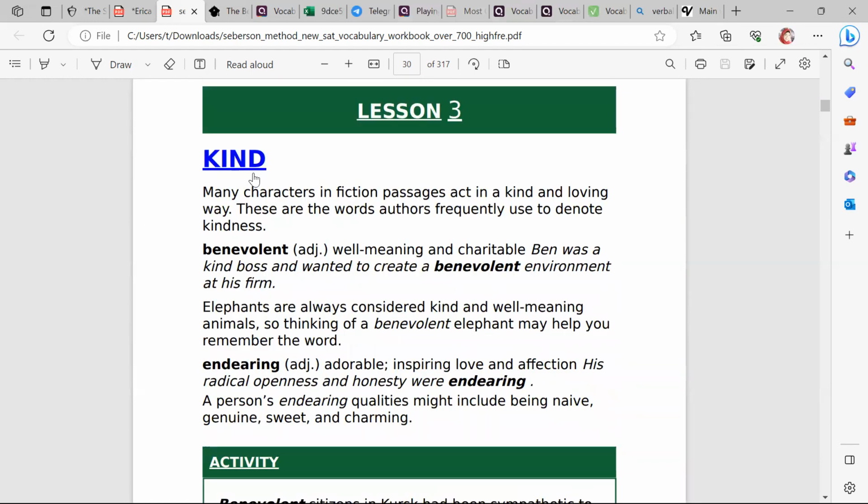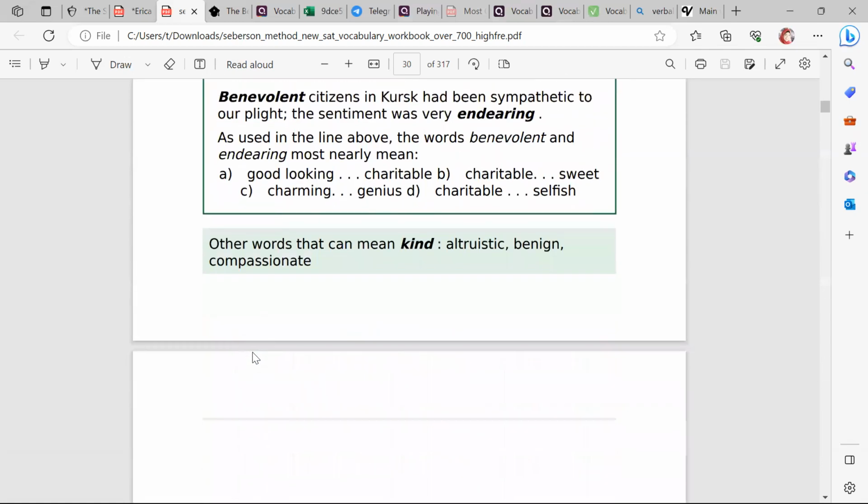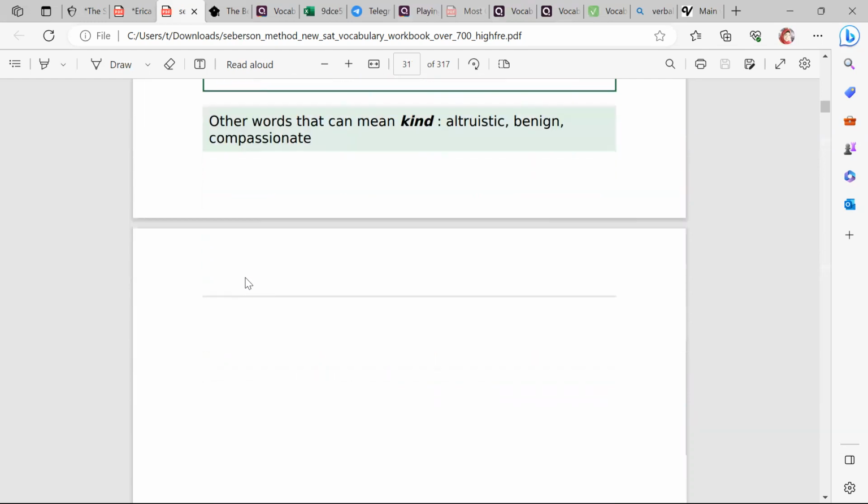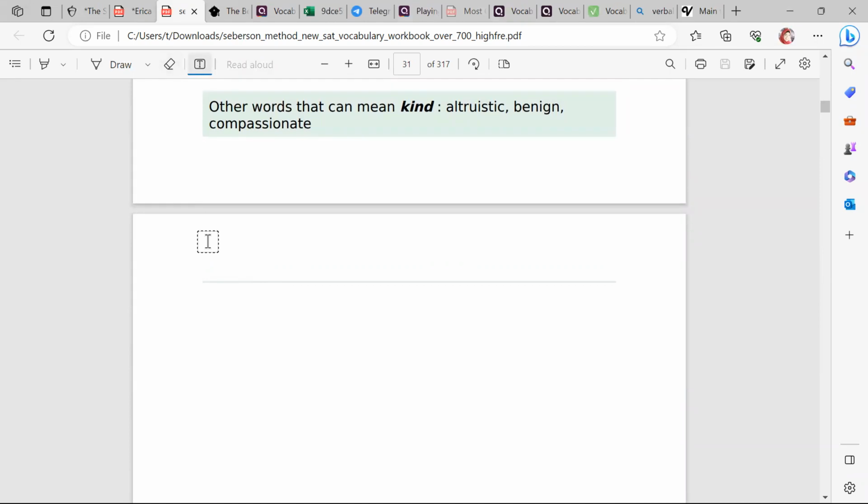You will find the word kind. Kind is very known to all of us. Kind can appear on the SAT as benevolent, endearing, and so on. You will find also altruistic, benign, compassionate. After you learn these words, guys, you can list them in your copybook. You can write kind, and then list the words that you know are synonyms for this easy word, like benevolent, like altruistic.